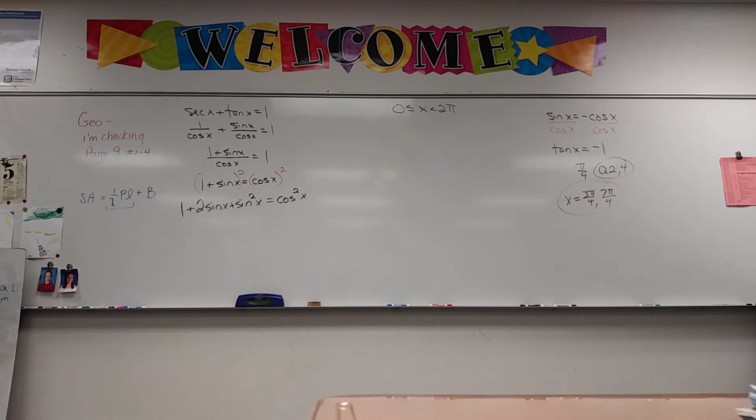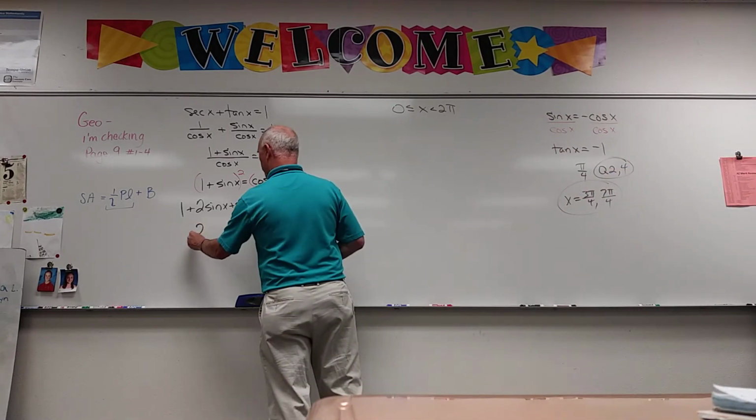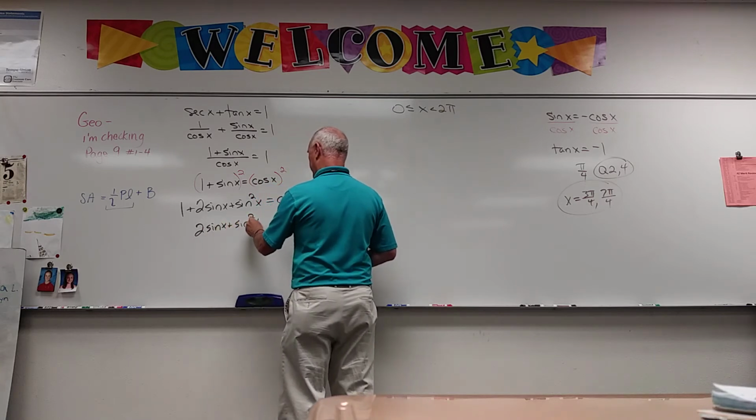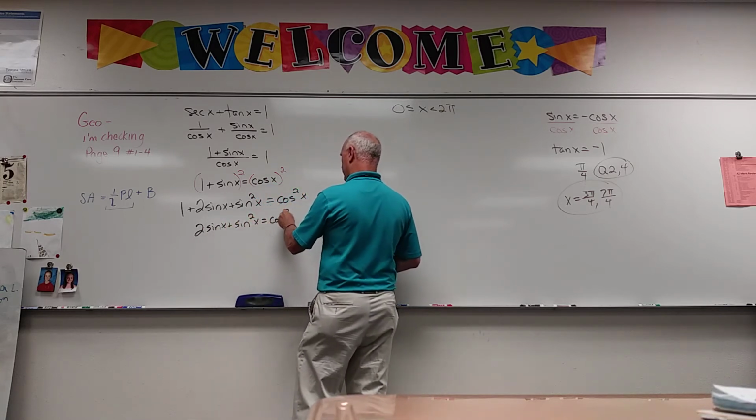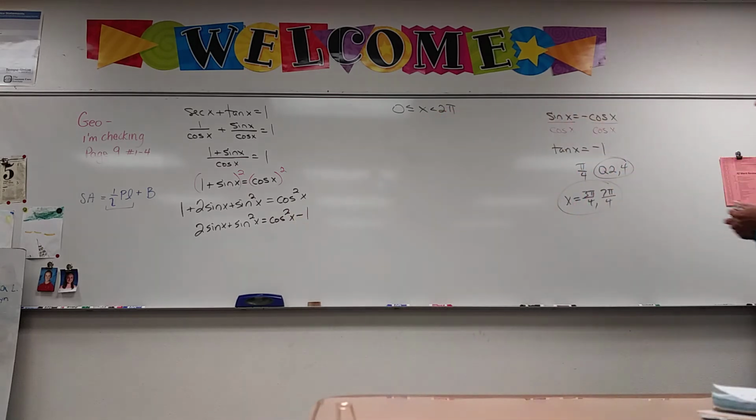Subtract the 1. Subtract what? The 1. Subtract the 1. Okay? Change it to signs. So 2 sine of x plus sine squared of x equals cosine squared of x minus 1. Like that? Yeah. Okay? Then change it to sine. Change what to sine? Cosine squared of x minus 1.